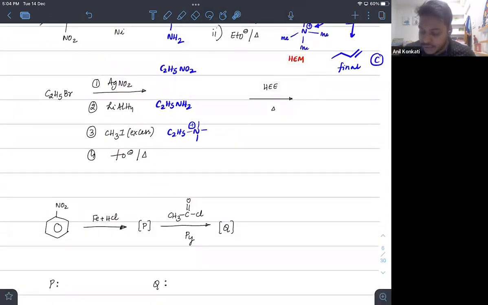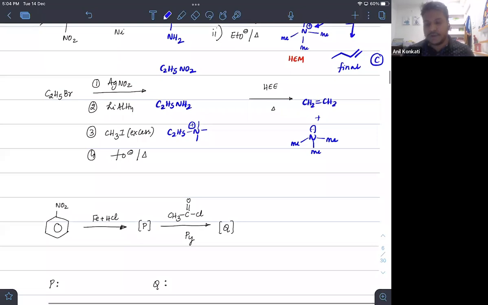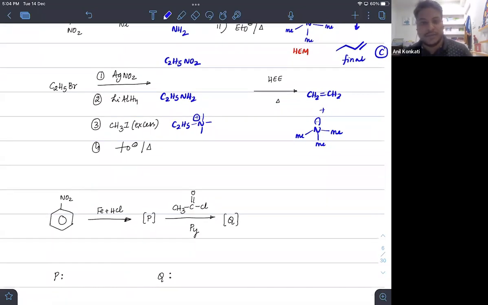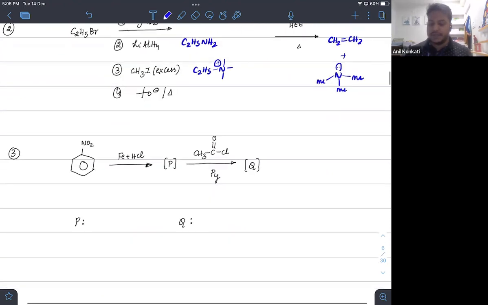So here on these three sides, there is no beta hydrogen. Only this side there is beta hydrogen. So what is the product we can expect? So we can get this as CH2 double bond CH2 plus nitrogen with these 3 methyl groups. So this is the final product we can expect. After exhaustive methylation, this is the elimination we can expect. Okay, beta. See the next question.